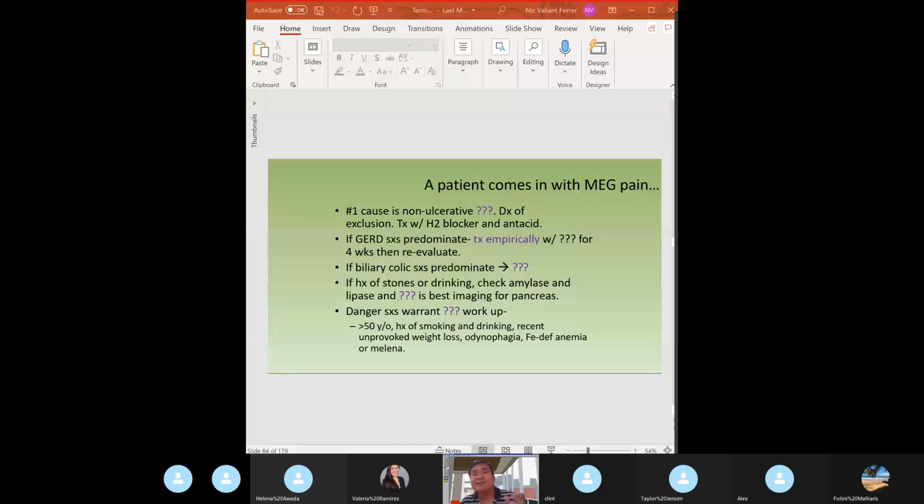If GERD symptoms predominate, how do we treat them empirically? What did we say about GERD? Which is the best for GERD, H2 blocker or PPI? PPI. Excellent. Always. Your omeprazole, pantoprazole, for 4 weeks, then you reevaluate. A patient comes in with mid-epigastric pain and then biliary colic. What is biliary colic?